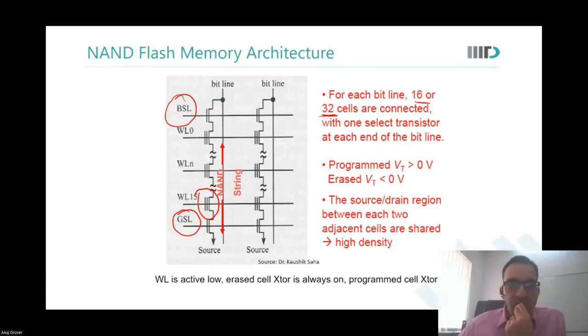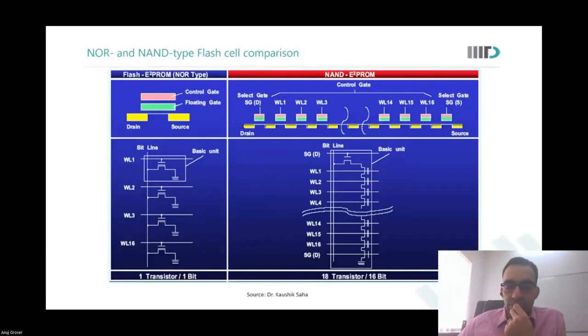Yes, sir, since we are not using the contact, then we can say that it is more dense. But then how will the operation happen, sir? Yeah, that will come anyway.